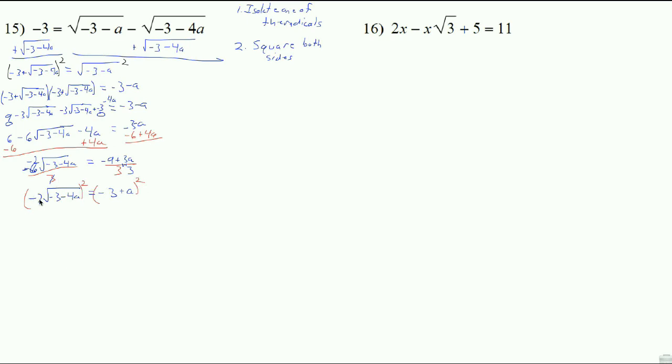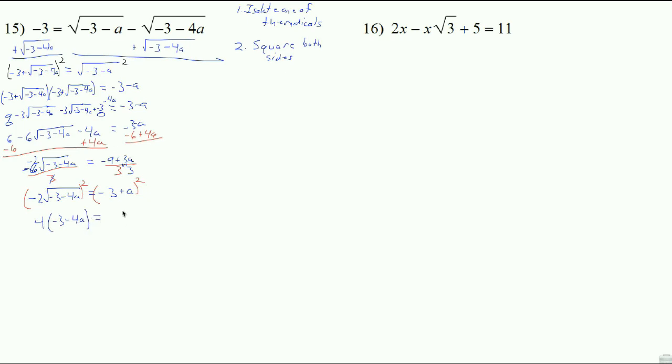When we square both sides, be careful here, this is -2 times this square root. We just have to think this squared goes to the -2, which is 4. And it goes to the square root. When you square a square root, it cancels. So we're just left with -3 minus 4a.